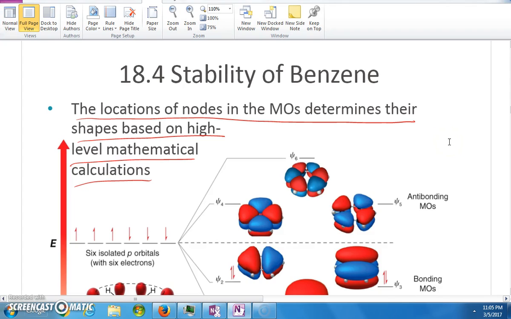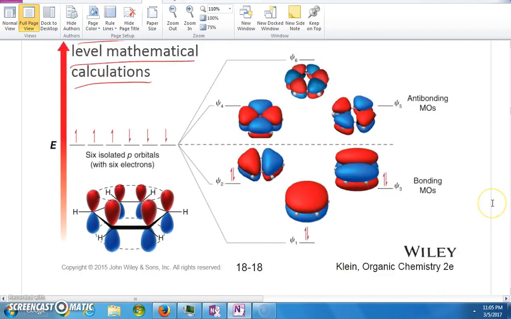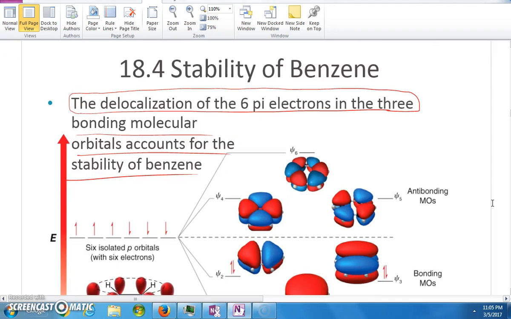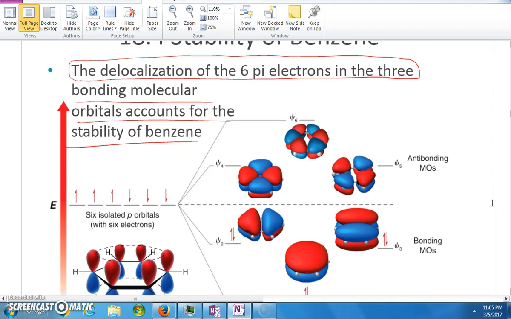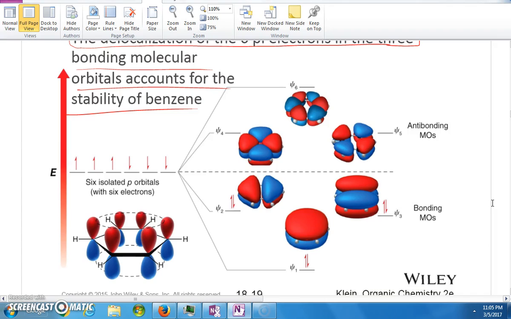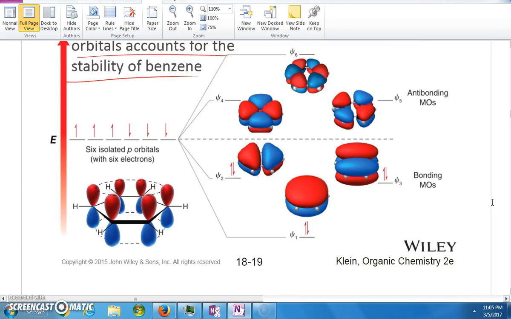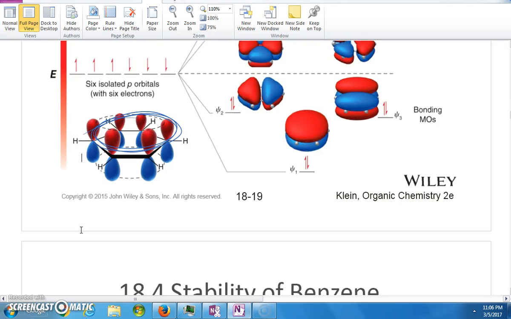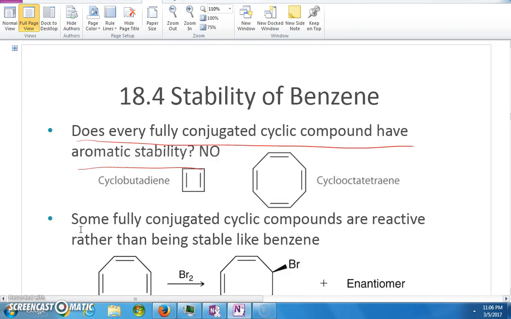Now, we don't need to worry about the location of the nodes, or the shapes of the molecular orbitals. That's what we will leave for the physical chemists. Now, the delocalization of the 6 pi electrons into the 3 bonding molecular orbitals, right, accounts for the significant stability of benzene. And you can see, because each carbon has an unhybridized p orbital, the pi electrons are continuously delocalized, and that brings exceptional stability to the molecule.